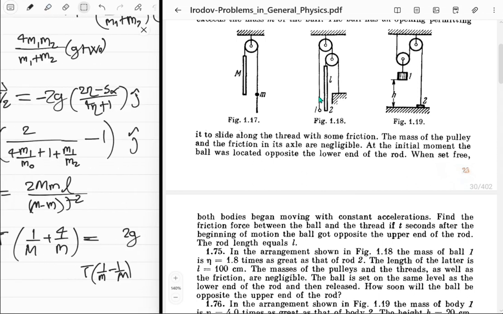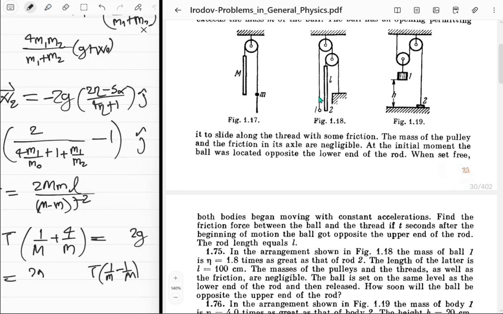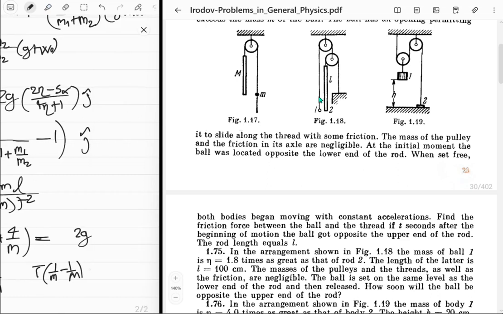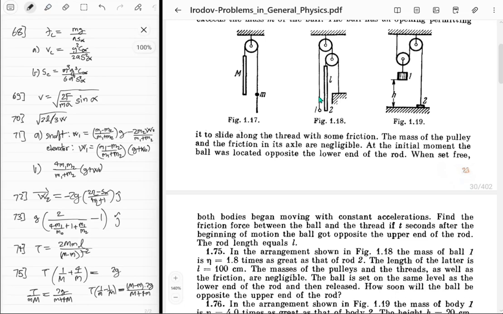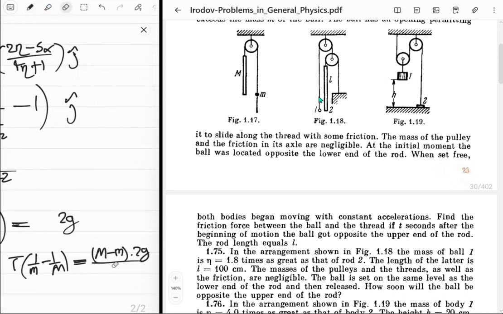Not that bad actually. So you know what T upon small m times capital M is, right? It's just equal to 2g upon m plus 4 capital M. So just plug that in here. So now this thing will just be equal to capital M minus small m times this thing, so times 2g upon capital M plus 4 small m. Oh, sorry, it should be 4 capital M and then plus small m. Sorry.